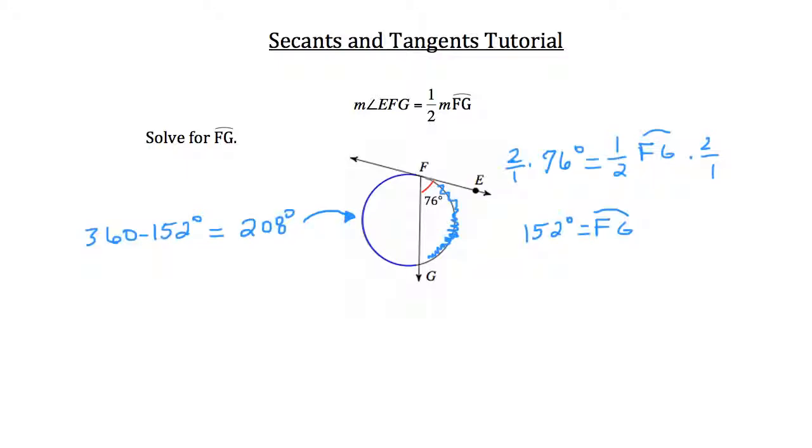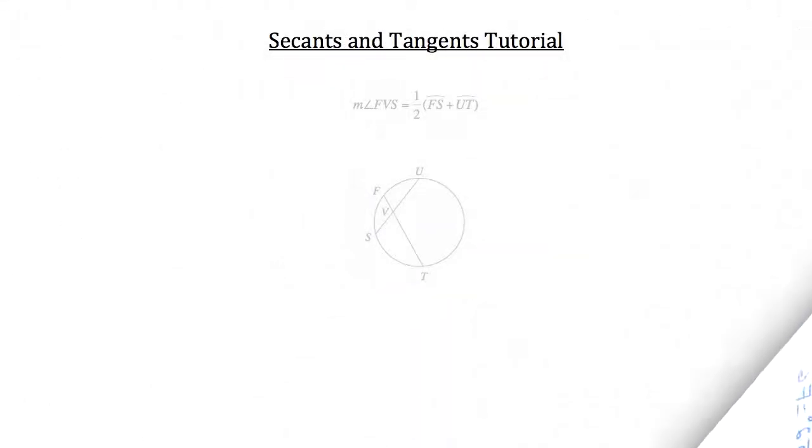Now let's take a look at another interesting concept. In this case, measure angle FVS. So the angle that I'm referring to is right here, FVS. That's actually equal to 1/2 of the arc length FS plus the arc length UT, directly across from that. And that's always going to be the case. So for example, this measure right here, FVU, is going to be 1/2 of this arc, FU, plus arc ST.